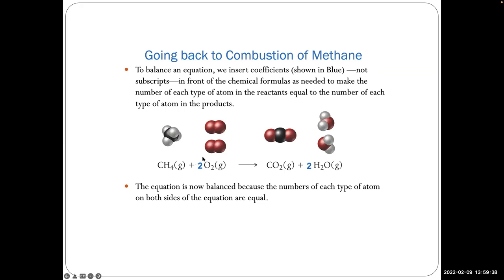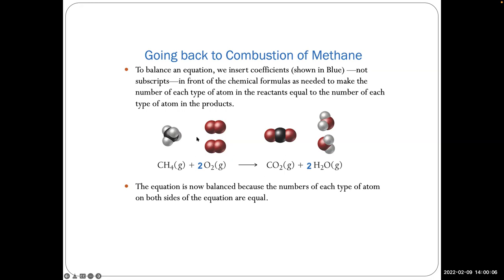So the coefficient, the two, goes with whatever follows it. It's like saying it's two of the oxygens, so two times two is four oxygen atoms. Just like two waters means there are four hydrogens and two oxygens total. So there's the same number of each type. We just have to throw in a little bit more.